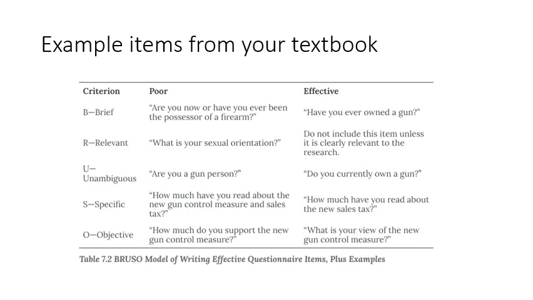And objective, in this first example under the column poor, we have, how much do you support the new gun control measure? You can see how this is kind of leading. We're leading in the direction of support for this measure. And we want to just say a more neutral question, what is your view of the new gun control measure?